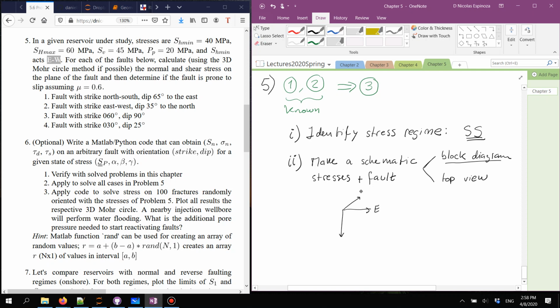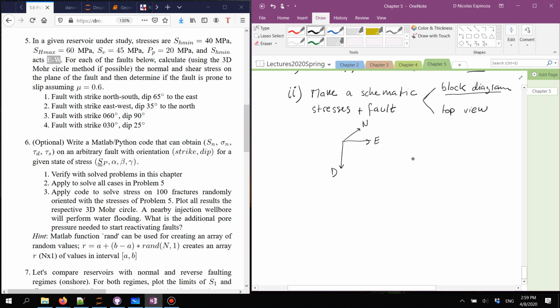This is going to be the east, the north, and direction down. Let me get a little more space over here. The block diagram, I'm going to draw it as a cube. And in this particular case, we have as information that SH min is acting in direction east-west. So this is going to be SH min.